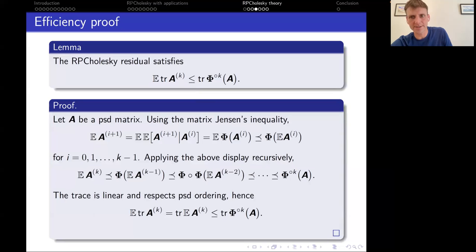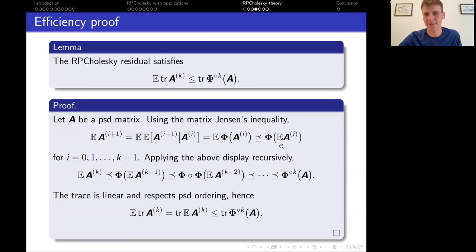And the way you do it is you say, oh, okay, concavity. We can use matrix Jensen's inequality. We can look at time i plus 1, what's the expected residual matrix, conditioned on the residual matrix at time i, and then we calculate that this is going to be the expectation of phi acting on A sub i. With concavity, you're allowed to move the expectation to the inside to get an upper bound.